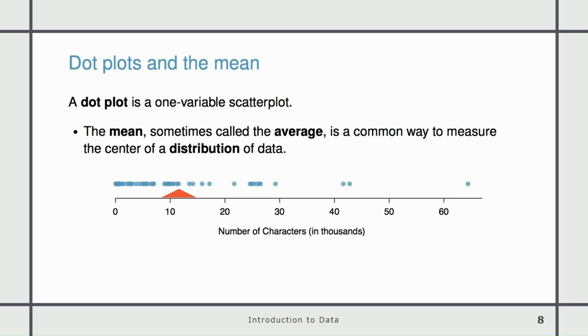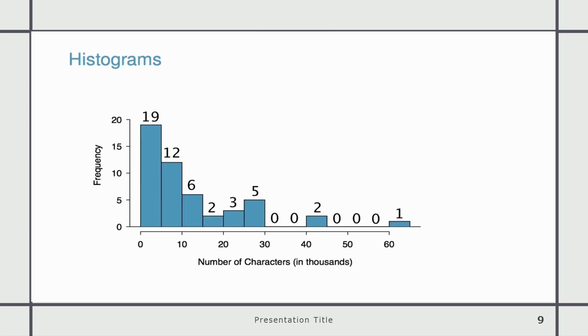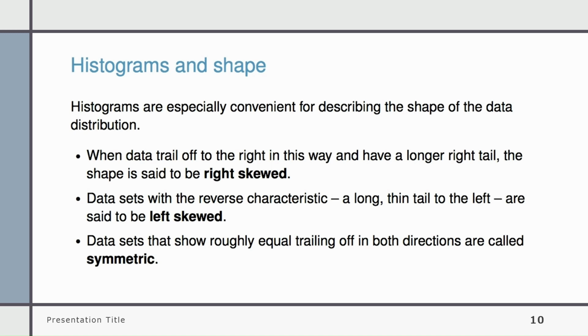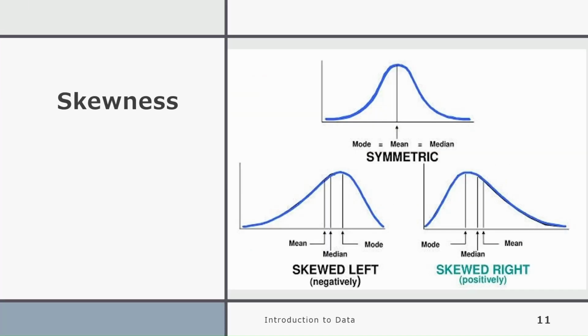data points. Histograms. A histogram is a graphical representation of the distribution of a dataset. It's a way to visualize how data points are spread across different values and intervals. They are commonly used in statistics to understand the shape, the center, and the spread of a dataset. Histograms are especially convenient for describing the shape of the data distribution.